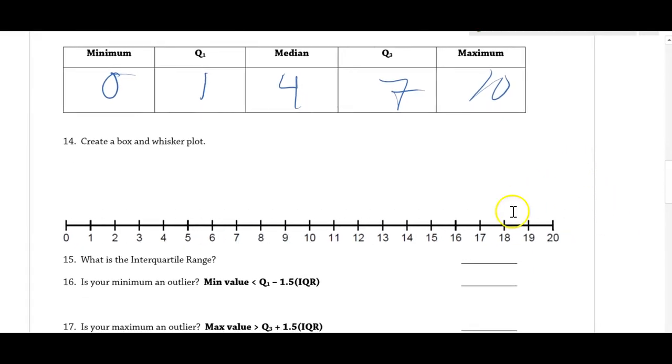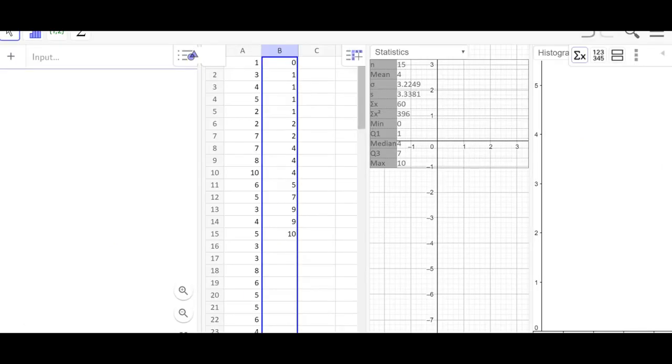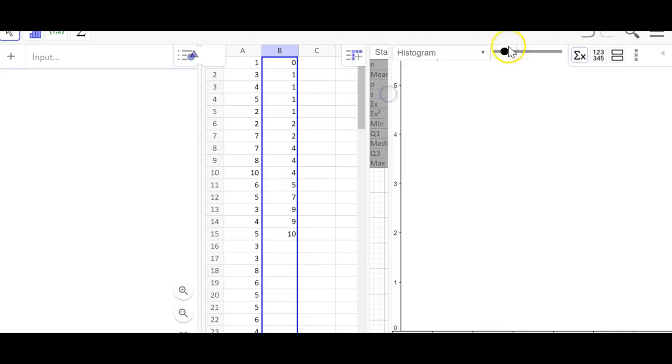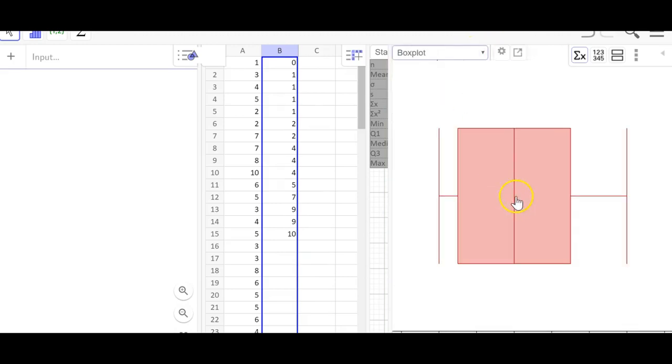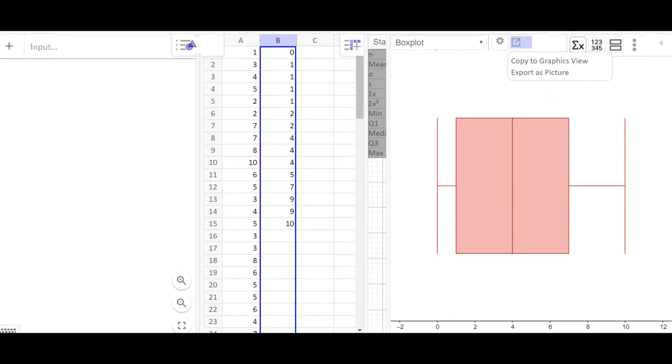All right, so creating our box and whisker plot, we're going to look at it in GeoGebra, and then I'll show you guys as well how to just do that by hand. So here, if I want to see a box and whisker, I just choose this and then choose box plot. So that'll show me exactly where it should be lined up. And again, you can see on the bottom there as well, there's your number line.